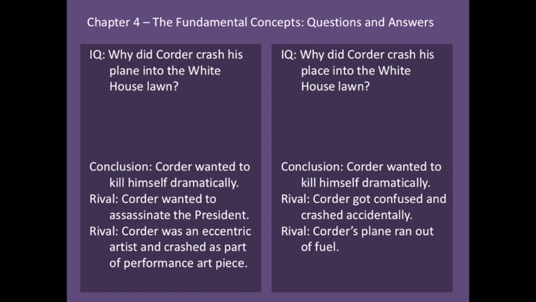Notice that the left-hand rivals all have to do with motives for crashing the plane into the White House lawn. The motive of wanting to kill himself, the motive of wanting to assassinate the president, or the motive of doing a performance art piece. Whereas on the right-hand side, those rivals don't have to do with motives. They have to do with causes. Maybe he intentionally crashed his plane, or maybe he did so accidentally, as a result of confusion or by running out of gas.